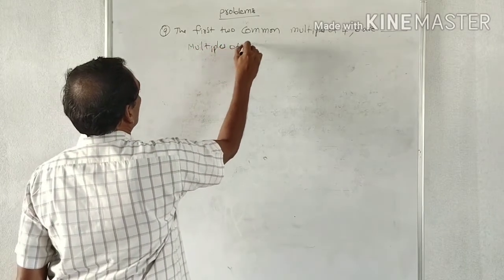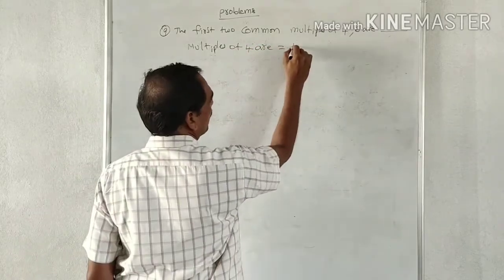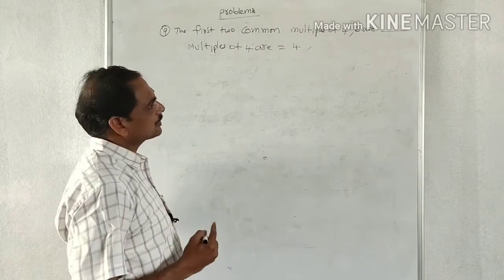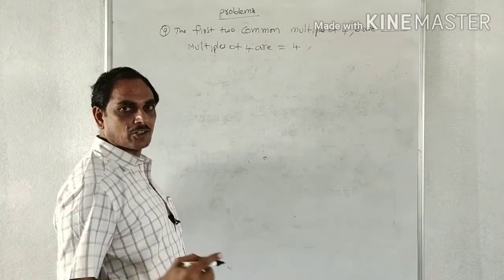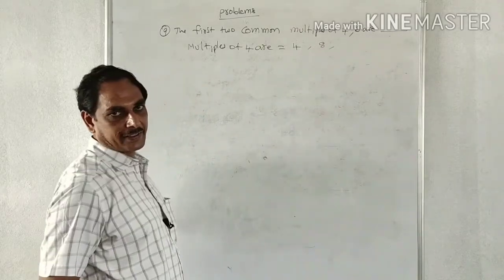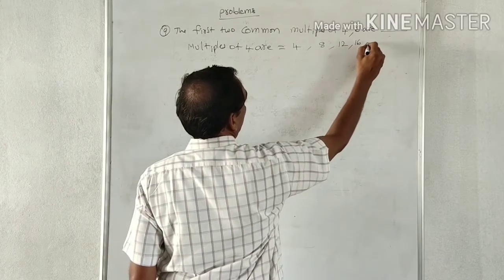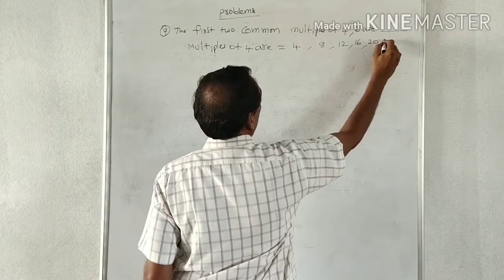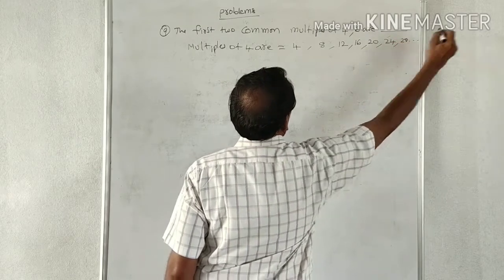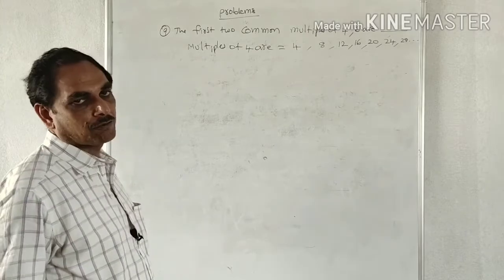Multiples of 4 are equal to, what is the first multiple of 4? By multiplying by 1, we get the first multiple of 4. 4 ones are 4. The second multiple is 8. 4 twos are 8, and 4 threes are 12. 4 fours are 16. 4 fives are 20. 4 sixes are 24. 4 sevens are 28. And so on. These are the multiples of 4.